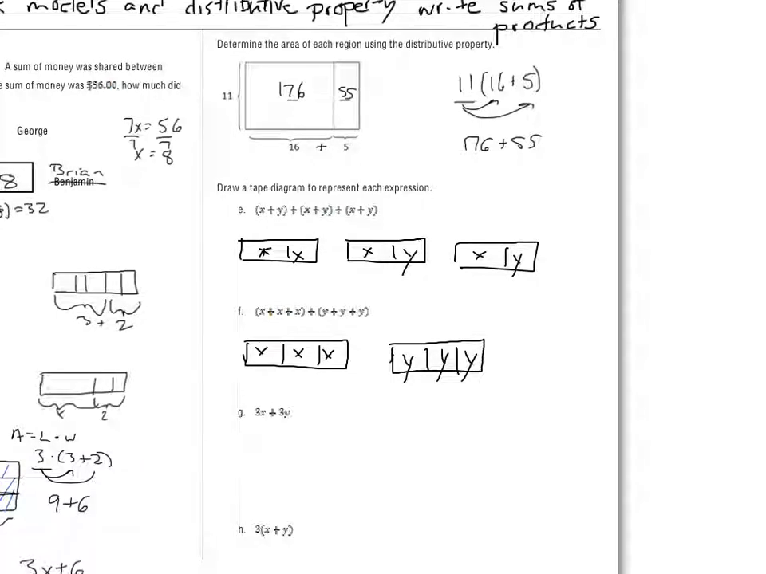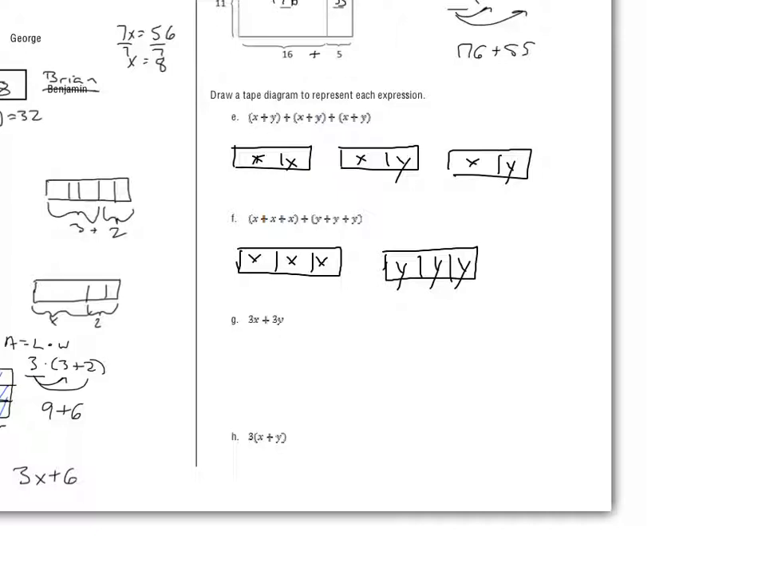Now as we get down to this one, this is the one that I think seems interesting to some of us. We have 3x plus 3y, so we have 1x, 2x, 3x, x, x, and x, and then we have three pieces of y, y, y, and y.